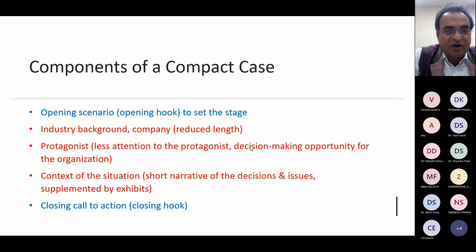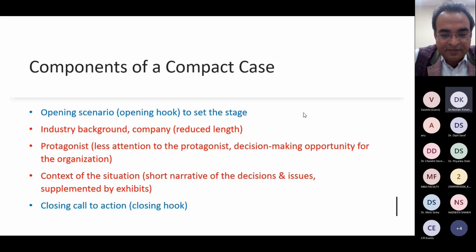So can anyone tell me why it is like this? Am I audible? Yes, sir, you are.